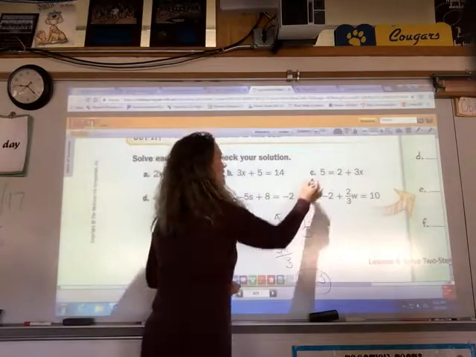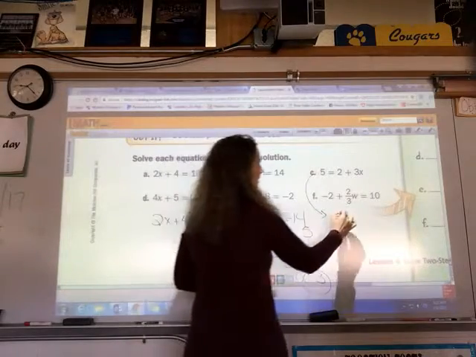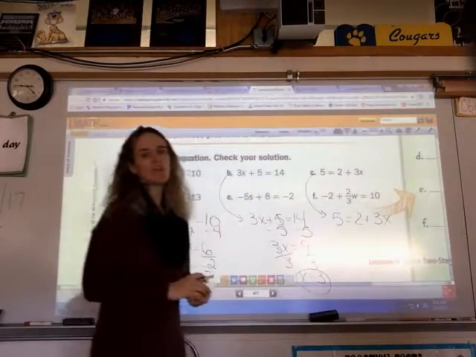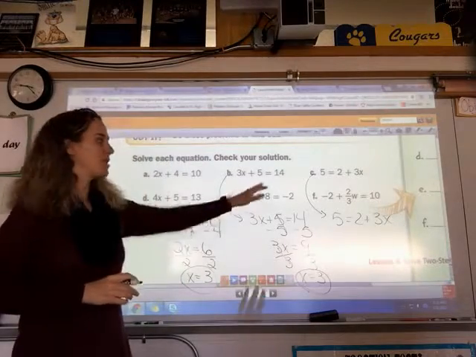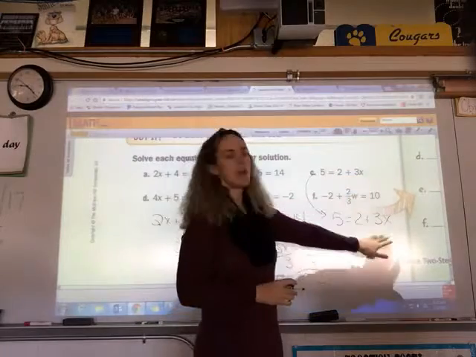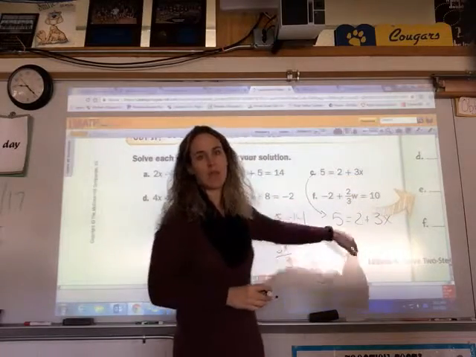Taking a look at letter C. Okay, we've got 5 equals 2 plus 3x. We have to be careful on this one because this is the first example that we're seeing where the variable is on the right-hand side. Because the variable is on the right-hand side, it has to stay on the right-hand side. We can't move it back over.